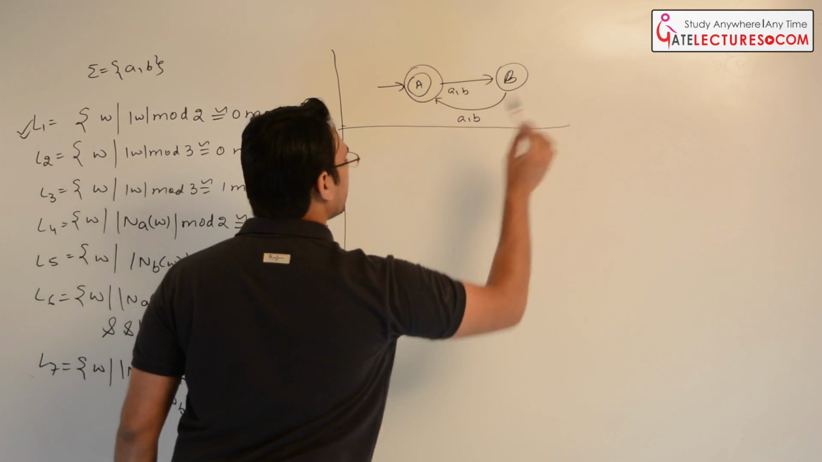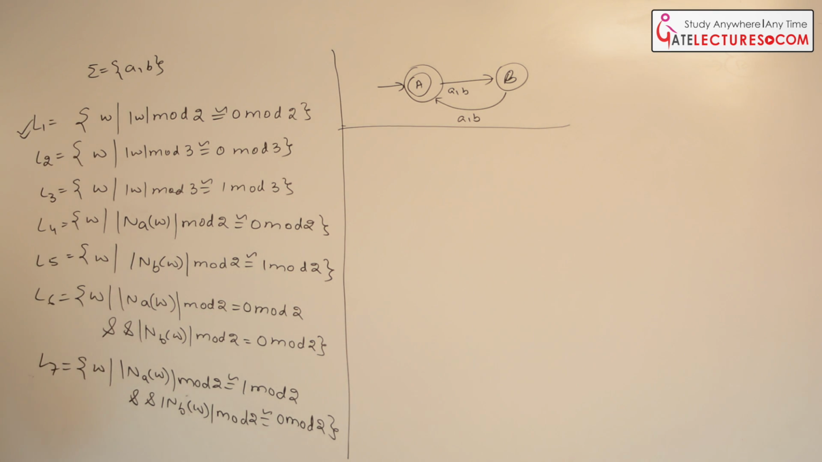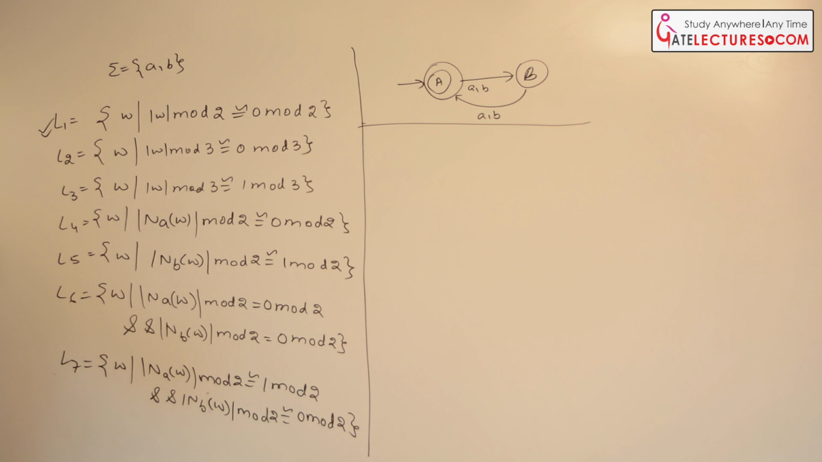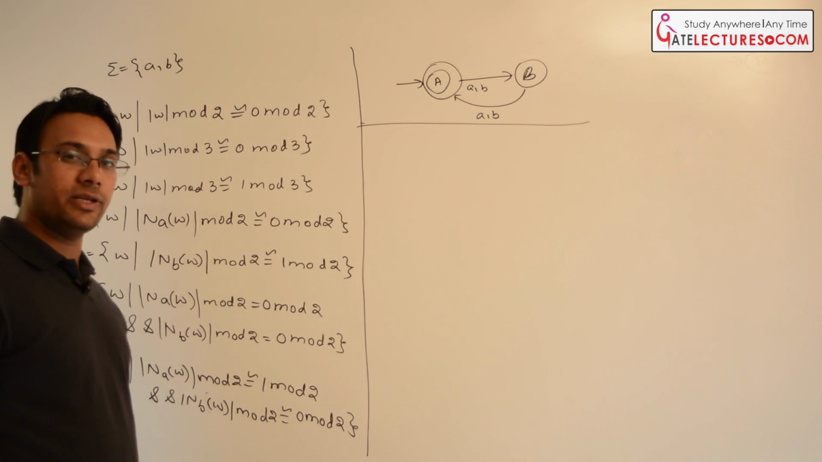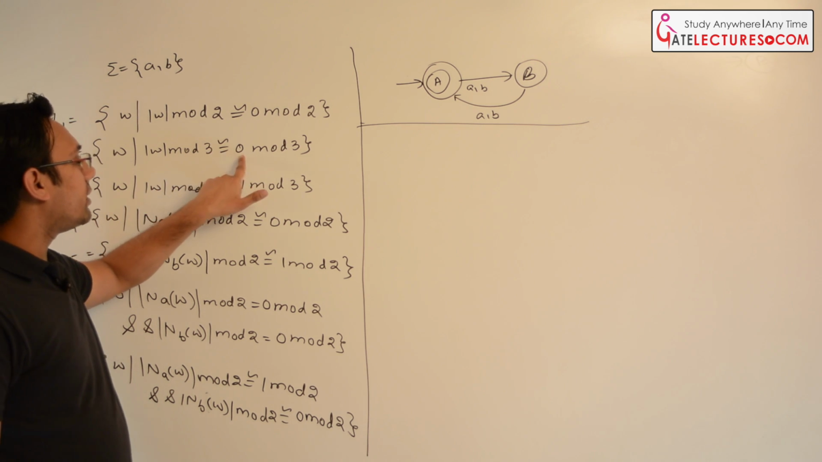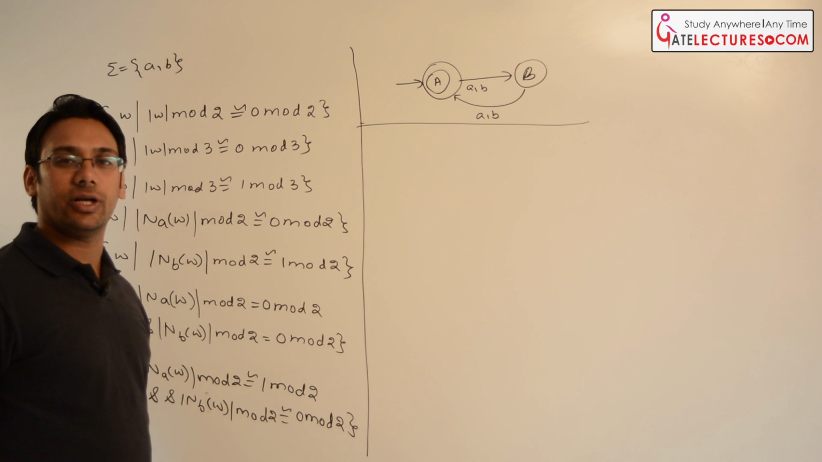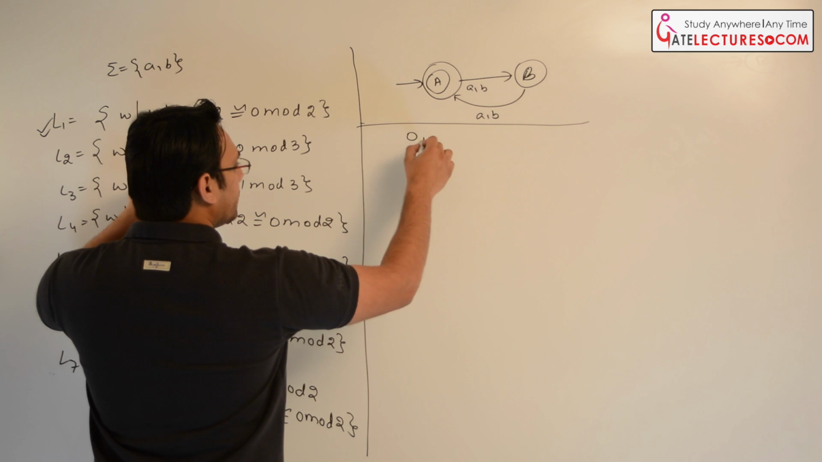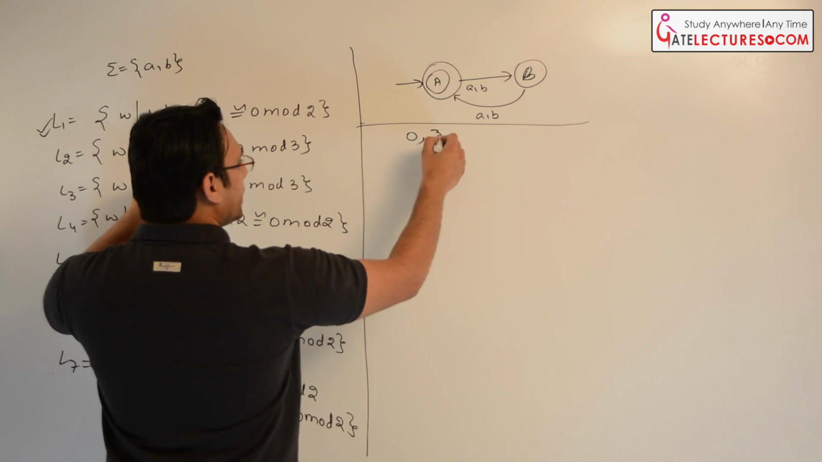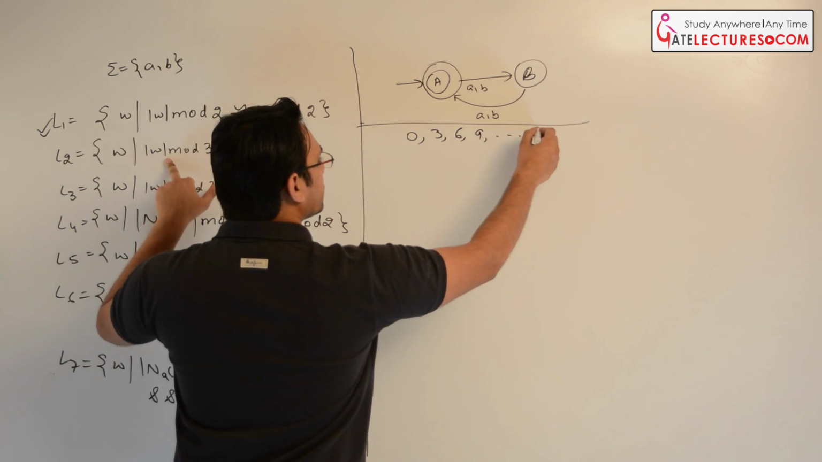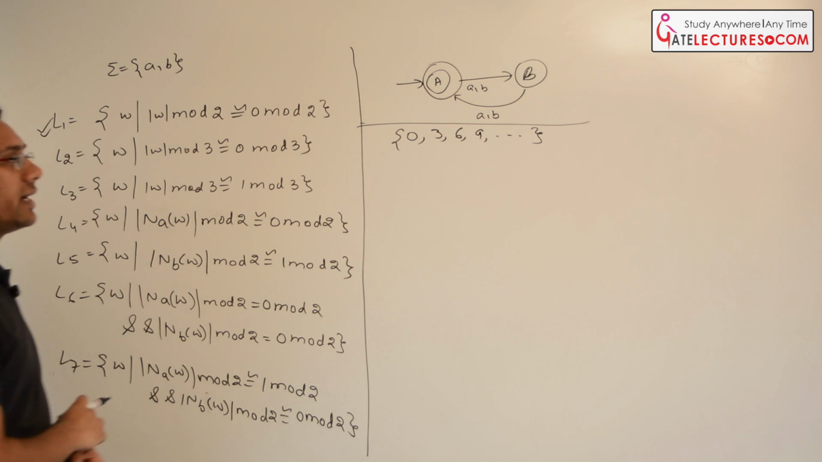This was very simple. We have already seen this multiple times, so there is no need to repeat the same thing again. So here length of W mod 3 should be congruent to 0 mod 3. That means whatever the length of the string is, if we divide the length by 3, then the remainder should be 0. So what are the lengths which will be present here? Length 0, length 3, length 6, length 9, and so on.